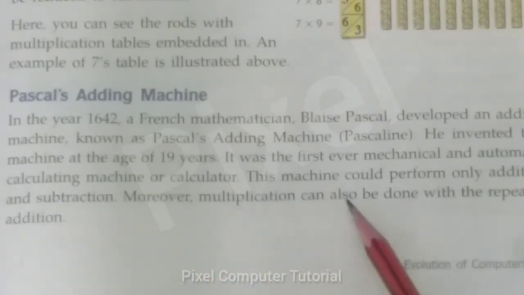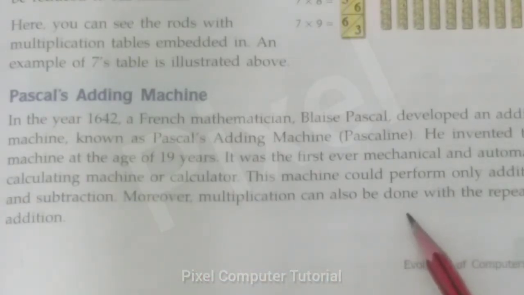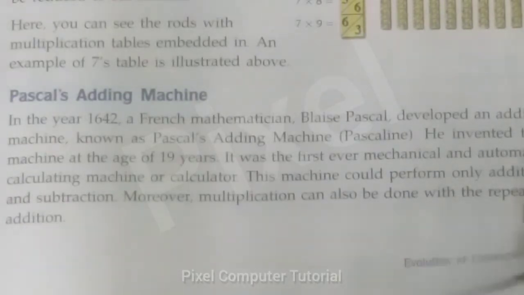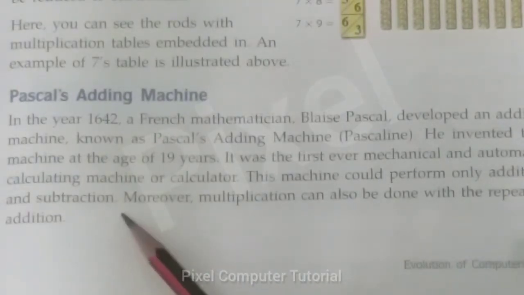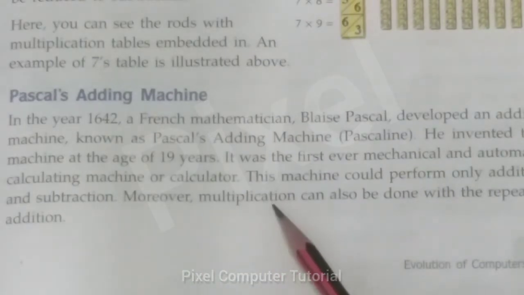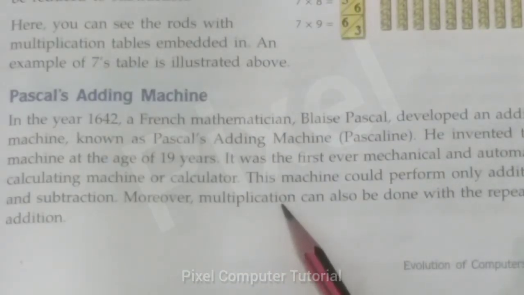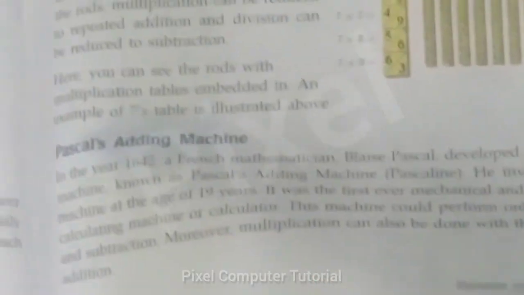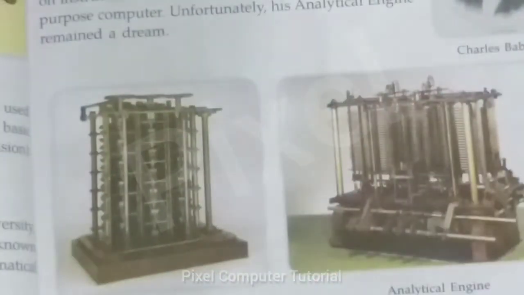Moreover, multiplication can also be done with repeated additions. So Pascal was the one who found the machine which could do two things, mainly addition and subtraction. It was also able to do multiplications as well. That was a good part in this. So Pascal was the first person to find this machine.